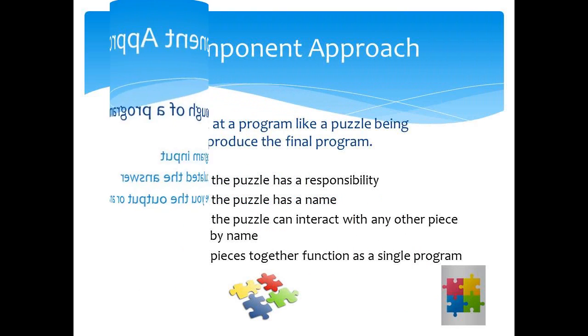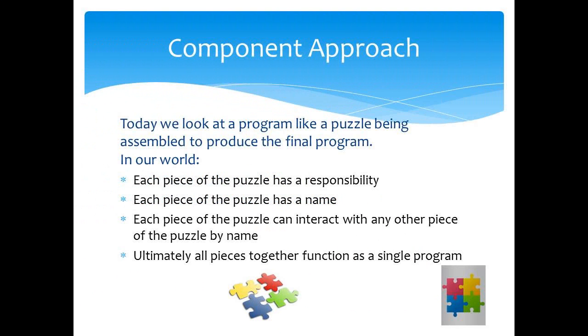Today we look at programming, though, like a puzzle that's being assembled to produce a final program. In the early days of procedural, we saw a program as one giant entity. Now what we see is a program that's made up of each separate little piece of a puzzle, and each piece of that puzzle has a responsibility. A button has a responsibility. A text box has a responsibility. A combo box has a responsibility. And each piece of that puzzle we're going to give a unique name to so we can identify it. I can refer to the name text box, or the address text box, or the answer label, if you will.